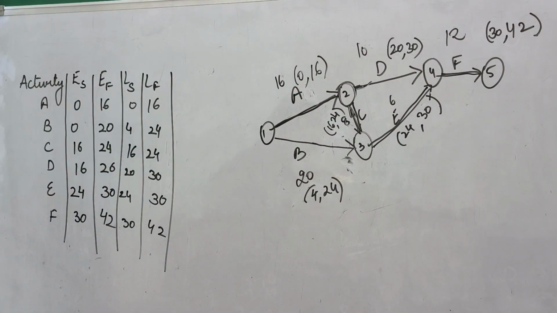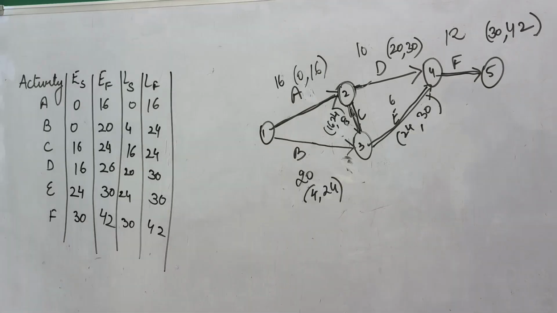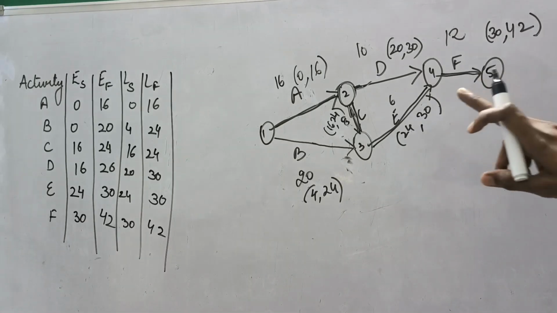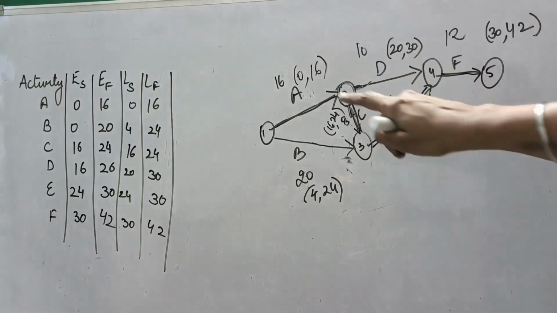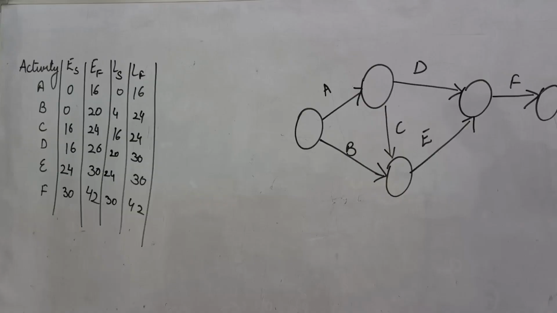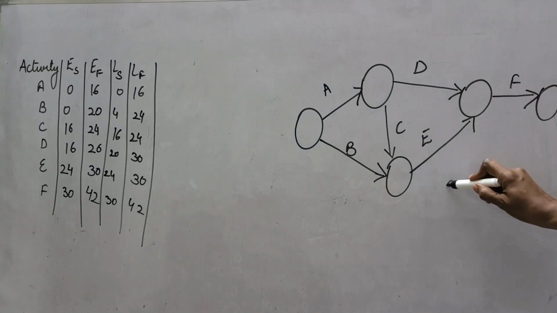So now we have finished with the calculation of earliest start, earliest finish, latest start, latest finish. Now the next step is to just put these values in these circles. Now you have to show these earliest start, earliest finish, latest start, latest finish in these rims as well, in these events also. So there is a way to represent it.